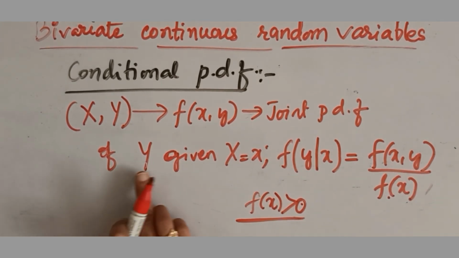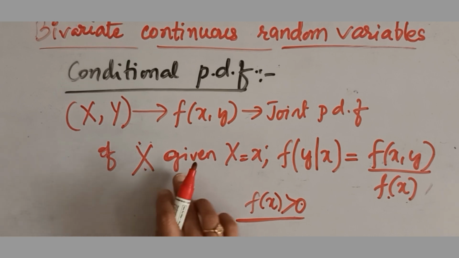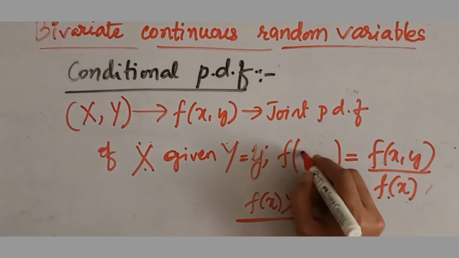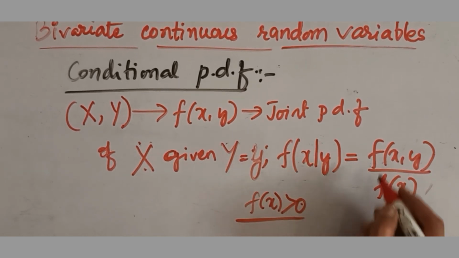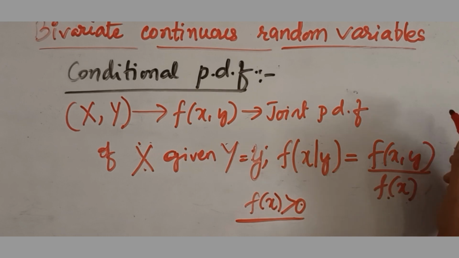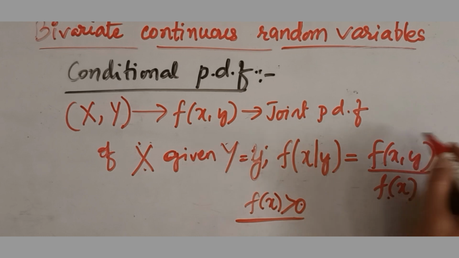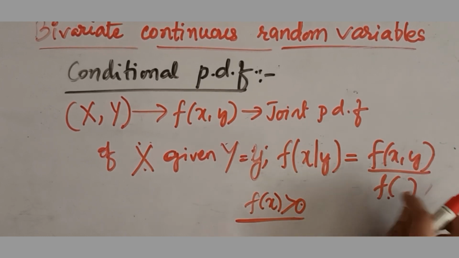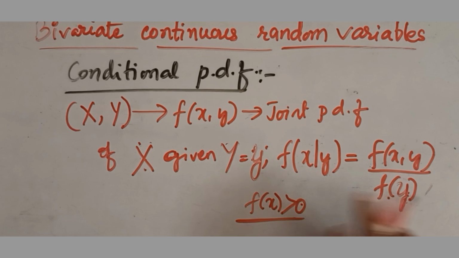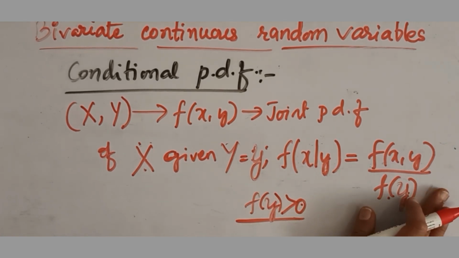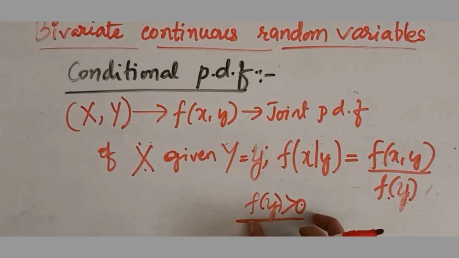Similarly, the conditional probability density function of x given y equal to y is defined as f of x given that y equal to y. This numerator remains same as per the definition of conditional probability. P of A given B has occurred means P of A intersection B by P of B, same way. This remains same. Here you have to change it as f of y because which condition is given, that marginal probability density function you have to write, where f of y is the marginal probability density function of y and the condition is f of y must be greater than 0.